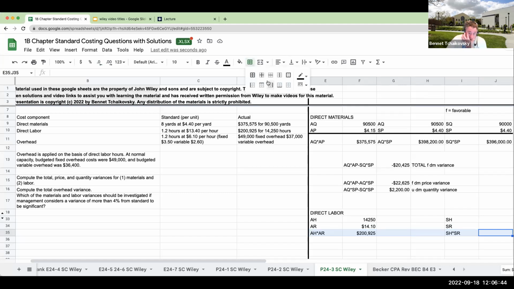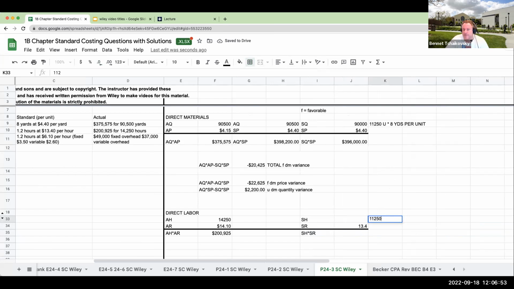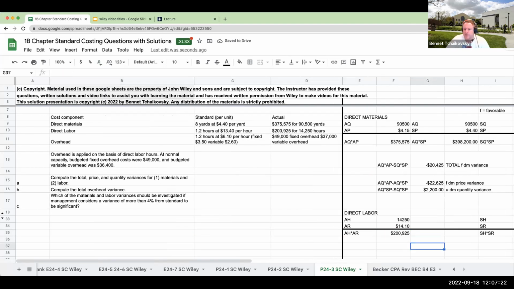So the amount I should have spent basically says 1.2 hours at $13.40 per hour. So I made 11,250 units at 1.2 hours per unit. So this is going to be 11,250 times 1.2, or 13,500, at $13.40. Or this is going to give me 180,900.